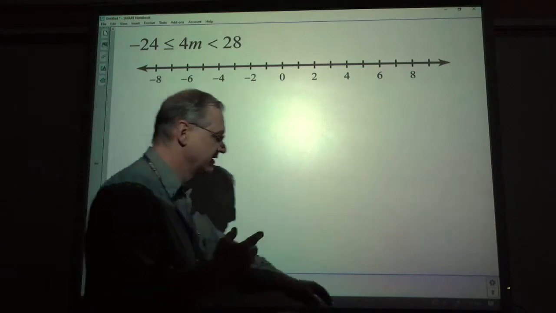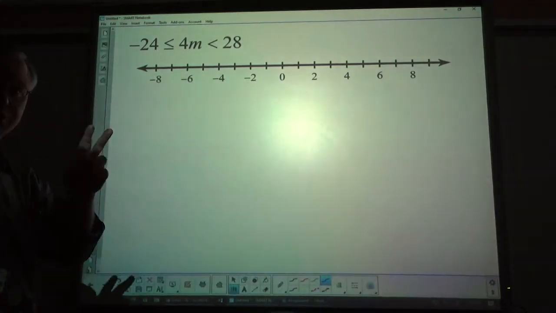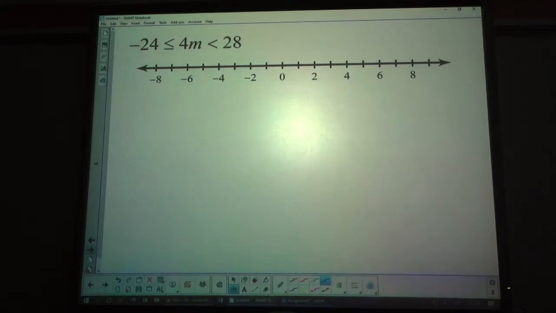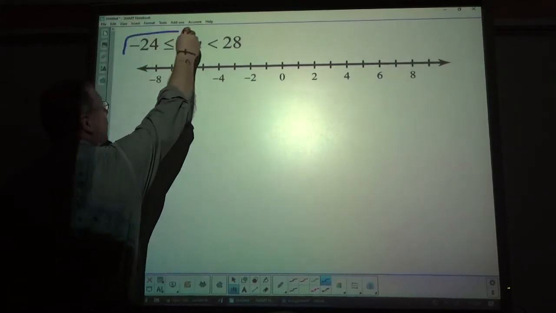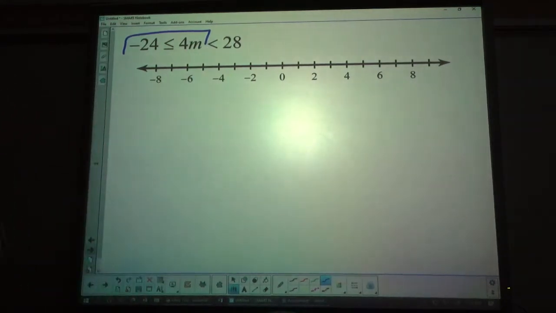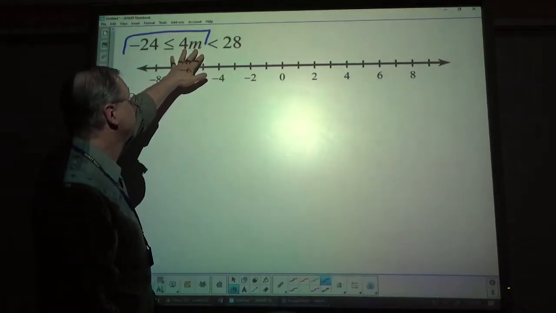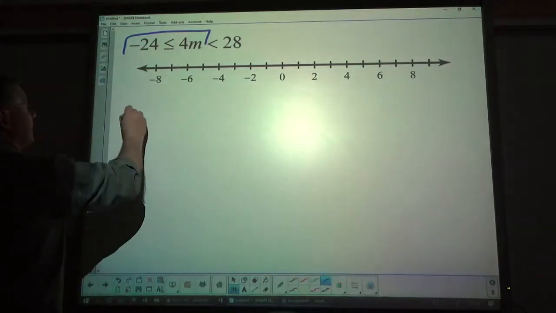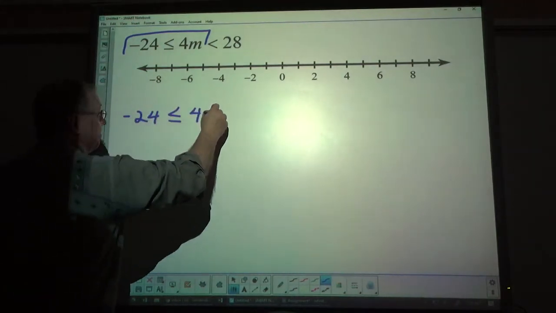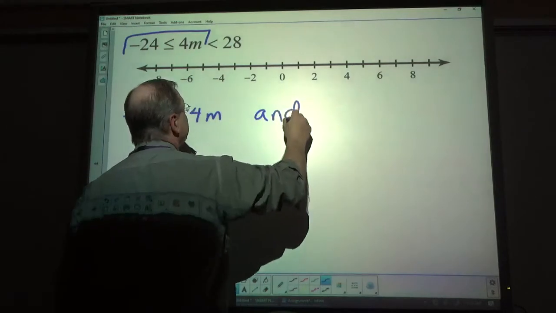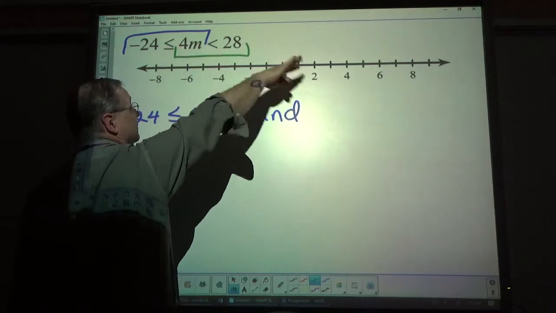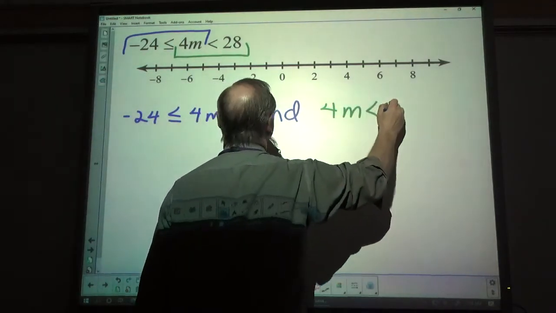In this one, it's a little different. So there are two inequalities implied here with the connecting word and. The first one is all the way through just before the next inequality symbol. If there are plus and minus, the entire middle goes with both sides, not just part of it. So negative 24 less than or equal to 4m. And the next side is from the inequality symbol, not including it, to the right. 4m less than 28.